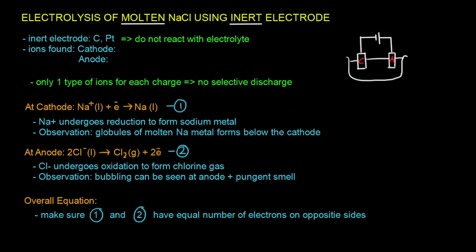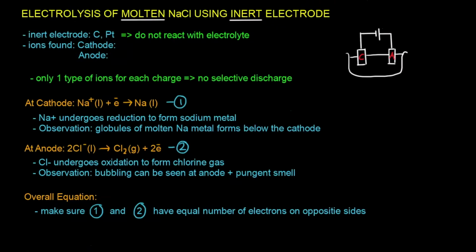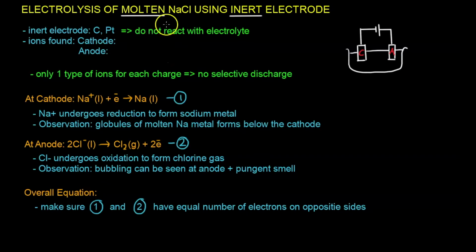Next one is to talk about the actual process, the actual electrolysis. So this is the electrolysis of molten NaCl using inert electrode. You notice that I have underlined molten and inert because these two are variables that can be changed, and we will examine them in further videos. But in this case, they are molten and inert, and this is actually one of the simplest models to work with. Let me explain why.